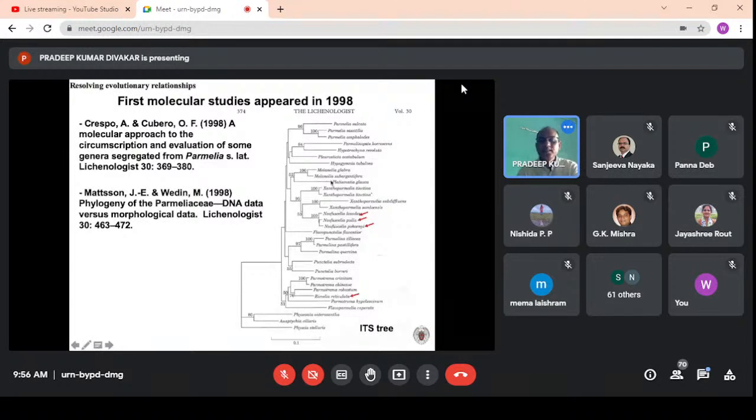They were grouped within the Xanthoparmelia here with a strong support. And also Parmotrema was not monophyletic at that time, and Remelia reticulata was grouped within Parmotrema. I mean, in 1990, they were not monophyletic. The morphological characters were not suitable for the generic circumscription with just a single marker.